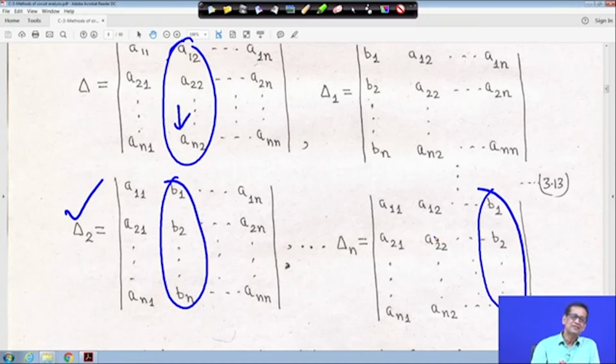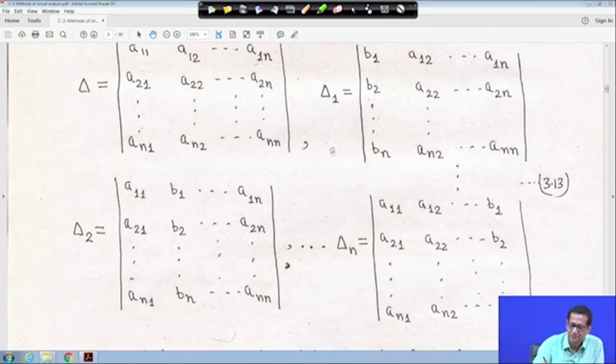Once delta 1, delta 2 up to delta n are known, then x1 is equal to delta 1 by delta, x2 is equal to delta 2 by delta, x3 is equal to delta 3 by delta, up to xn is equal to delta n by delta. So, this way you can easily solve it, just by replacing one column.